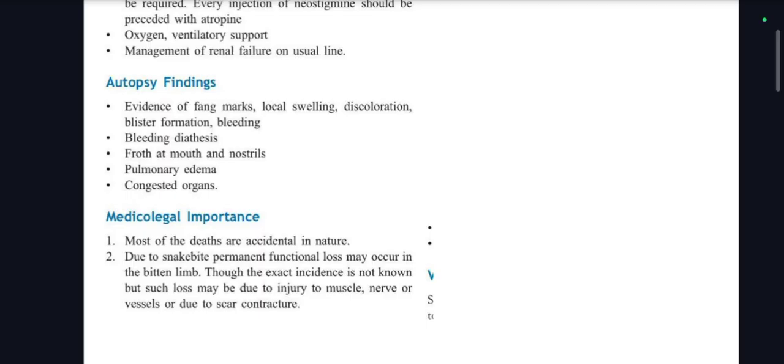What is the medicolegal importance? Most of the deaths are accidental in nature. Due to snakebite, permanent functional loss may occur in the bitten limb. Though the exact incidence is not known, such loss may be due to injury to muscle, nerve or vessels or due to scar contracture. So medicolegally, most of the deaths are accidental, and snakebite may lead to the permanent functional loss of the affected limb.